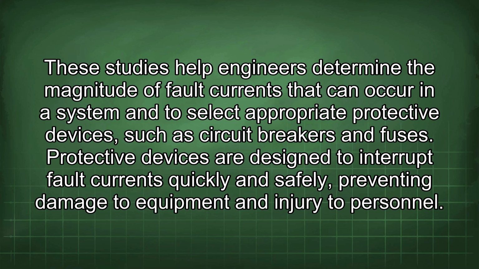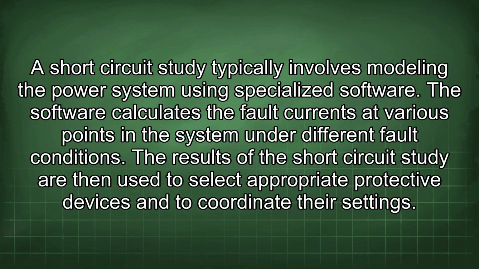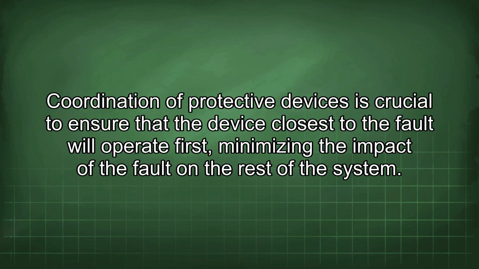Protective devices are designed to interrupt fault currents quickly and safely, preventing damage to equipment and injury to personnel. A short circuit study typically involves modeling the power system using specialized software. The software calculates the fault currents at various points in the system under different fault conditions. The results of the short circuit study are then used to select appropriate protective devices and to coordinate their settings. Coordination of protective devices is crucial to ensure that the device closest to the fault will operate first, minimizing the impact of the fault on the rest of the system.